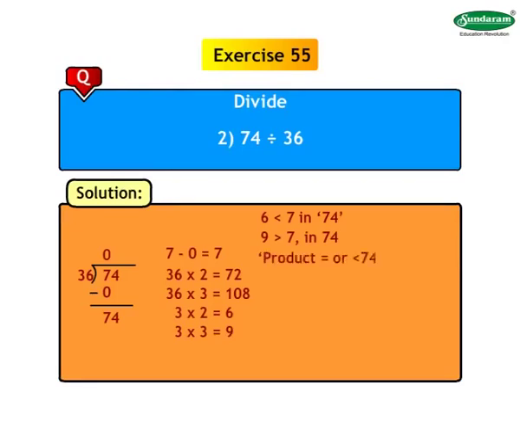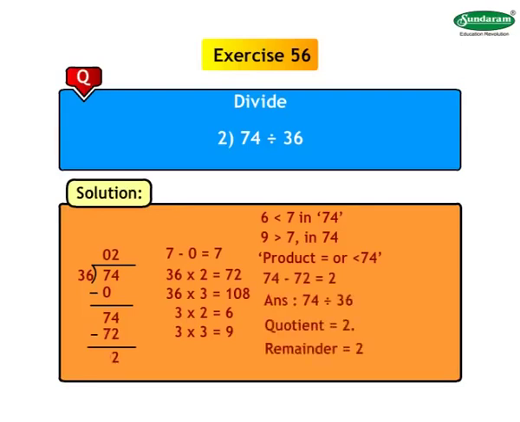than the dividend 74. Now showing the division, we have 36 into 2 is equal to 72. 74 minus 72 is equal to 2. Hence, while dividing 74 by 36, quotient is equal to 2, remainder is equal to 2. Now, let us divide a 3-digit number by a 2-digit number.